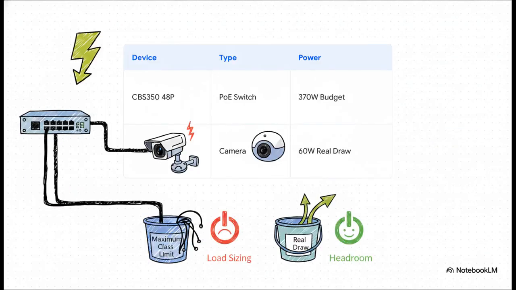And this brilliantly illustrates how we handle power over Ethernet. Say you have a Cisco CBS350 48-port switch with a 370-watt PoE budget.